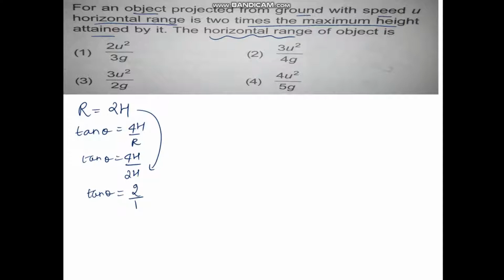So 2 by 1 I can say. This is the opposite side, this is the adjacent side. Then what is the hypotenuse side? Let us find it out. That is root of 2 square plus 1, which is root 5. This is the hypotenuse side.